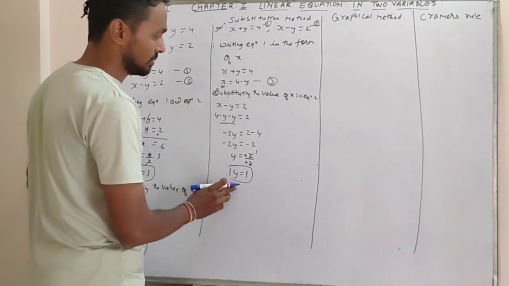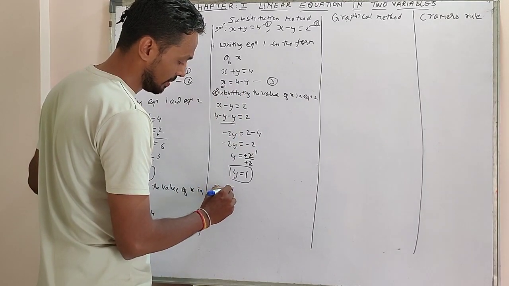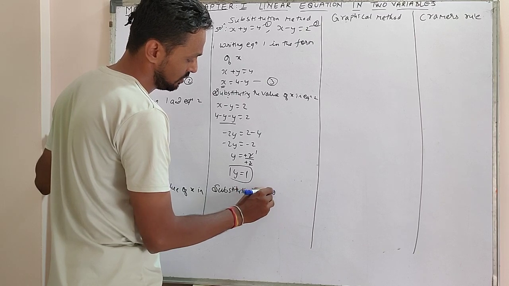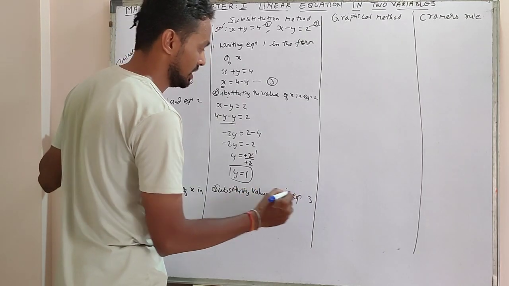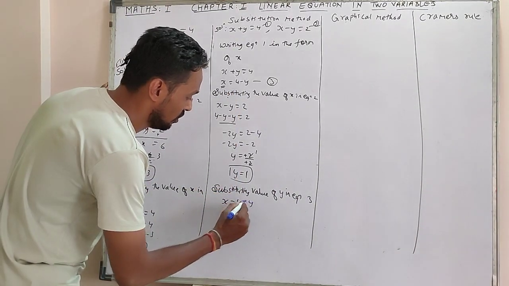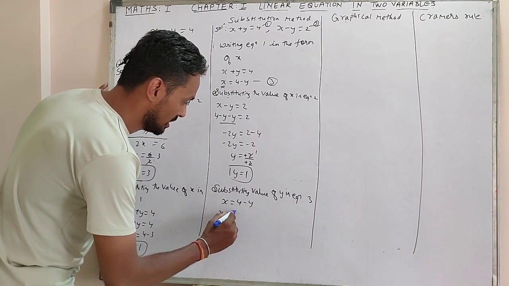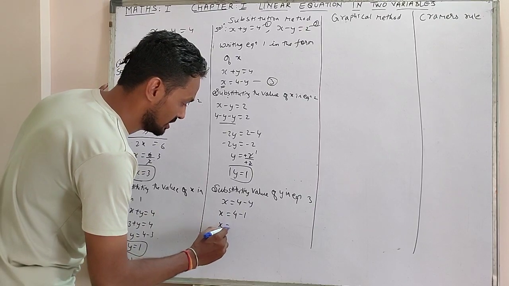I will just simply substitute this value of y in equation 3. Substituting value of y in equation 3. So I will write down the equation 3 here. X is equal to 4 minus y. And I'll just write down the value of y here. What is 4 minus 1? The value of y is 1. X will be equal to 3.